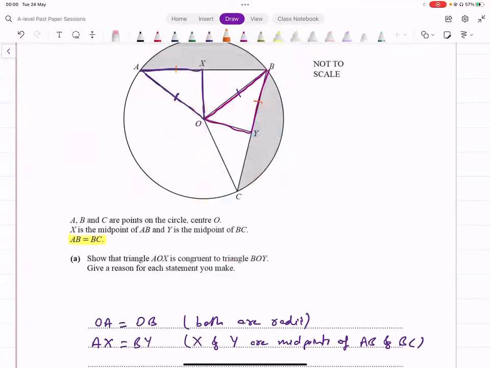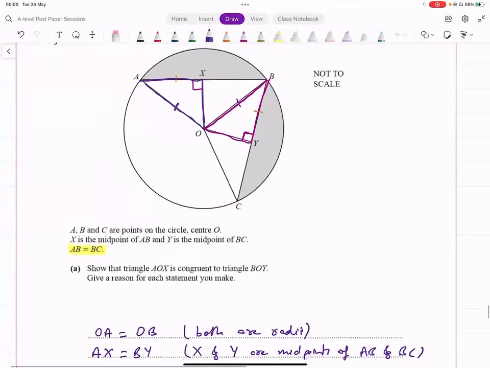Now, what about the third length? Can we prove somehow this length is equal to this length? We'd actually say that because chords are equal, the distance from the chord should be equal. Another idea could be that because X and Y are midpoints, these angles here should be 90. What's the reason for that? A line coming from the center of the circle to the midpoint of a chord always makes 90 degrees. So X and Y are midpoints, so the angle should be 90 degrees.